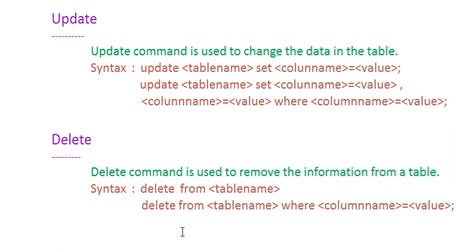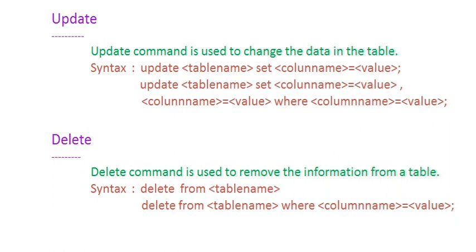Or else you can write the query like delete from table name, and add the where clause. You can write the condition where column name equal to value. So based on the condition also you can delete the data. That means you are not going to delete the entire table. You can delete a particular record. By giving the condition you can delete that particular record. So this is about the update and delete commands.